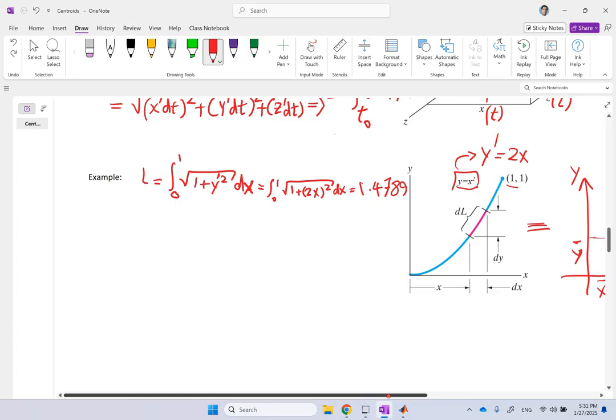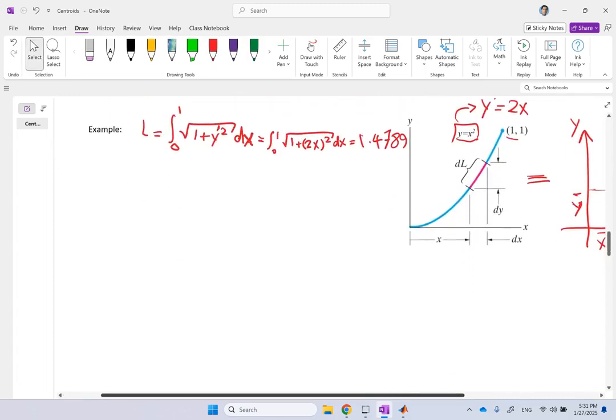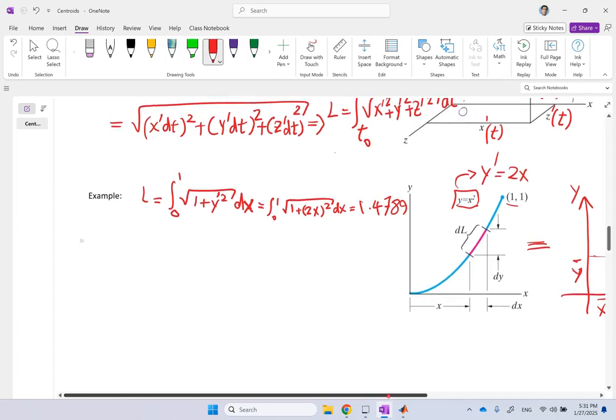But what we want is the centroid of this curve, so that is L. Now we need to calculate these numerators. Okay, so integral of x. So x bar is going to be the integral of x dl over L. Now the integral of x is x. For dl, remember this guy here, correct? This one is dl. So this is going to be square root of 1 plus y prime squared dx over L.